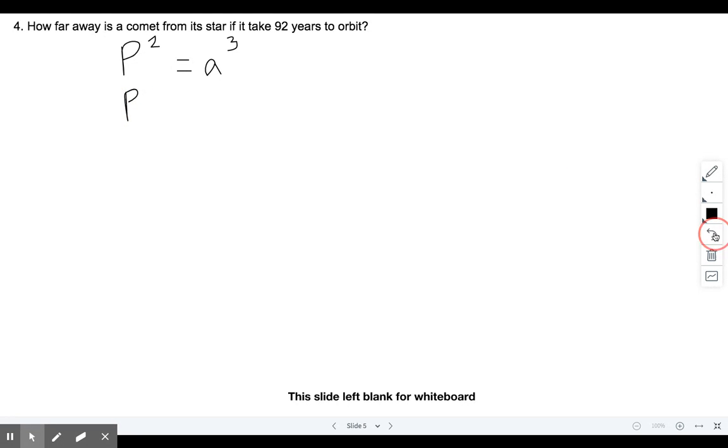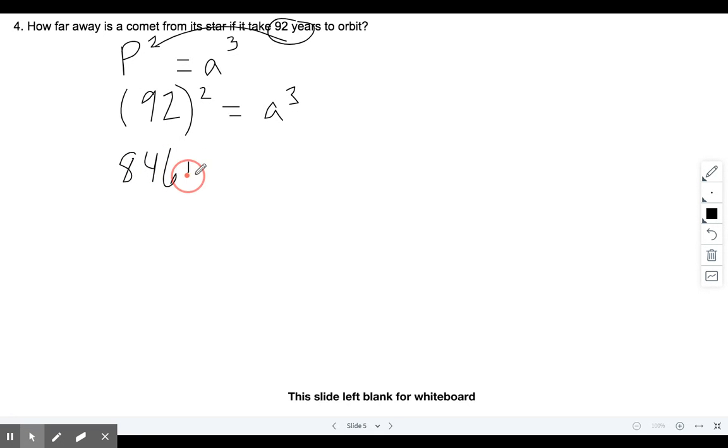Okay, so we want to know how far away is it. So that's our a. So we need to know the time. So we have 92 years. That's our period. Okay, so I'm going to square 92, and that's going to give us a cubed. Okay, so 92 squared gives us 8,464 equals a cubed. But remember, this is a cube, so a square root's not going to do it to find out what it is. So we've got to have a cube root.